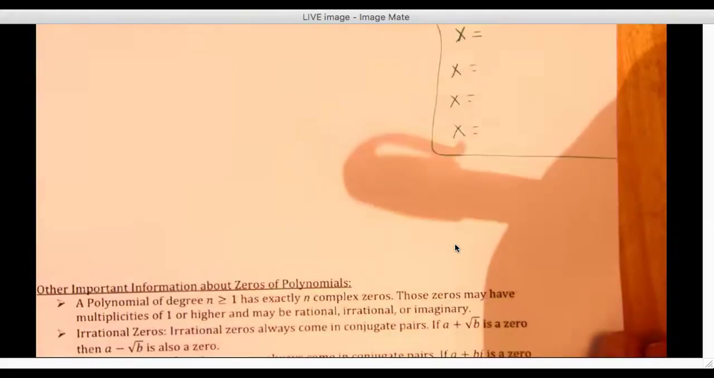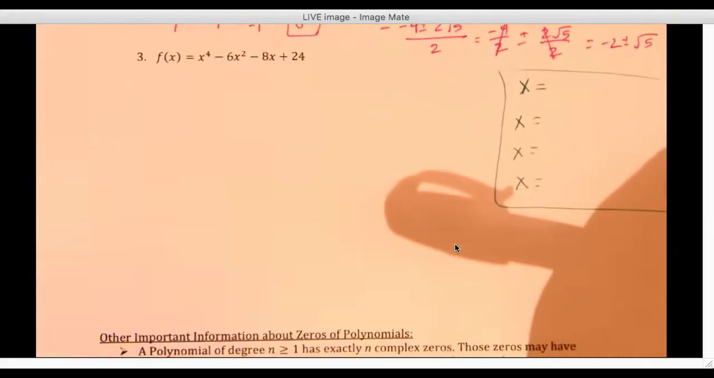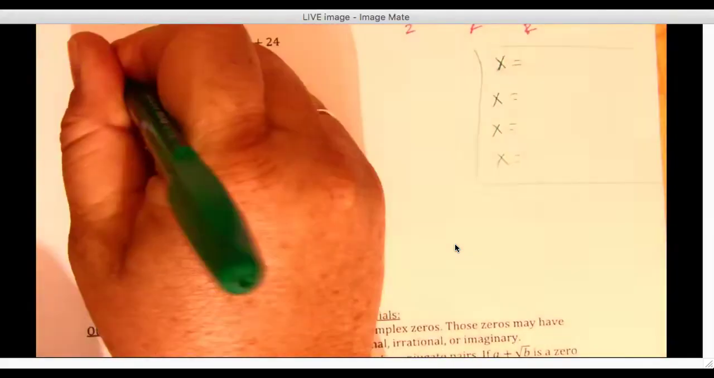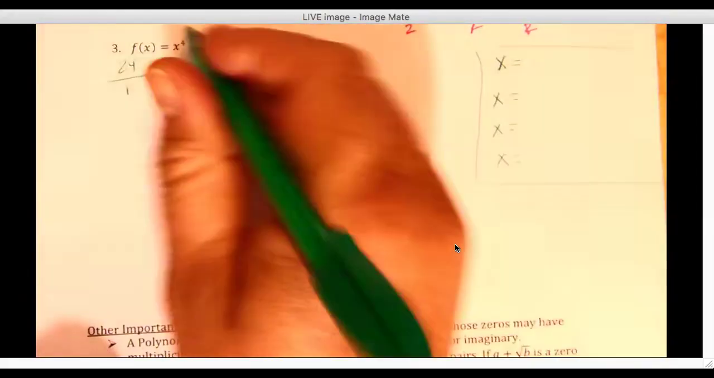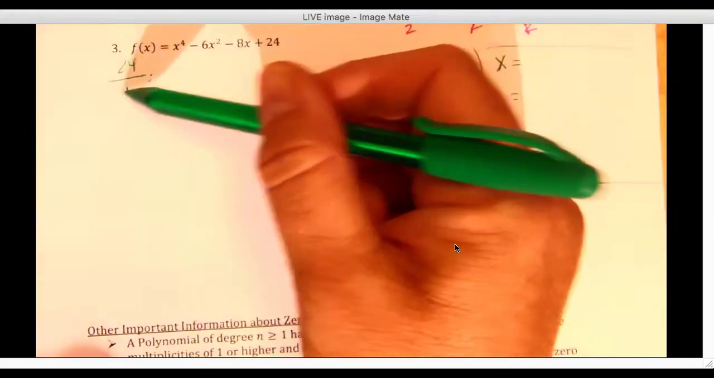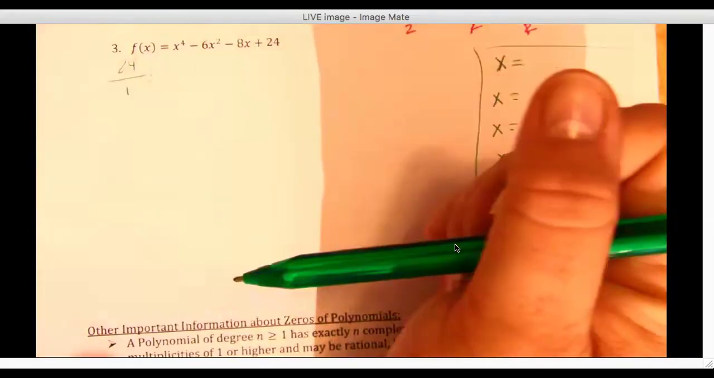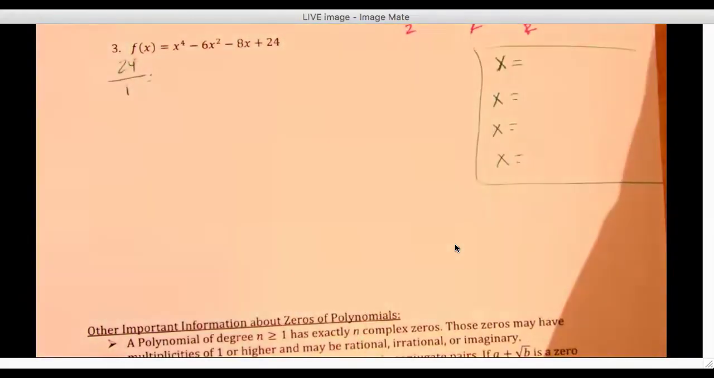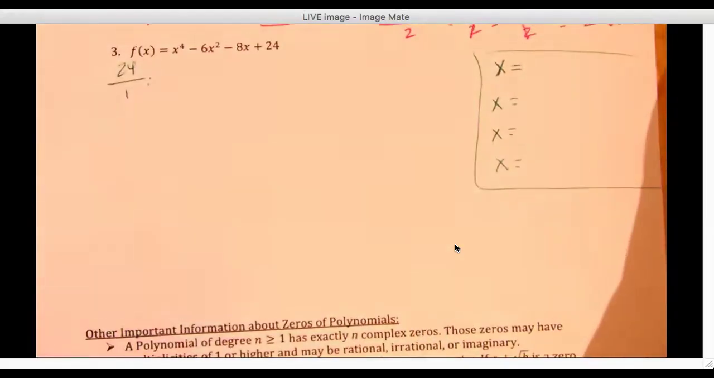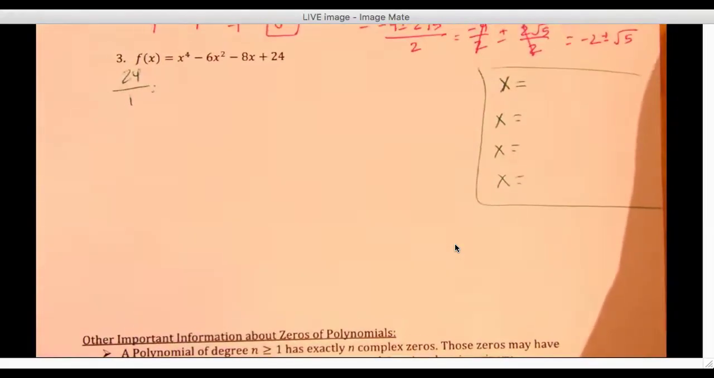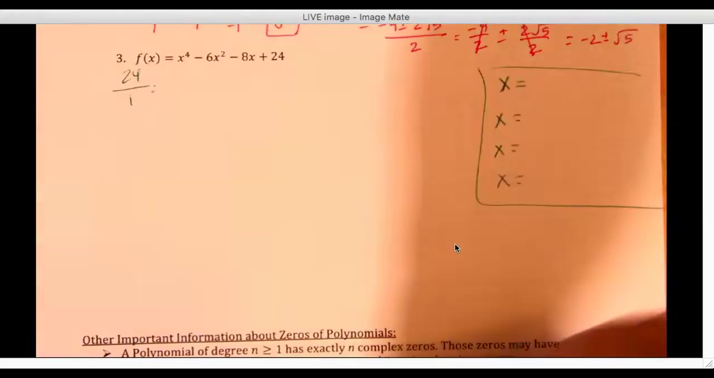And our constant is 24. And our leading coefficient is 1. So, I've made all of these with the bottom number of 1, so we didn't have to deal with any fractions in here. You might have some examples where you do have a number down here and you have to end up trying fractions. But I've chosen ones that are nicer for getting started on this.